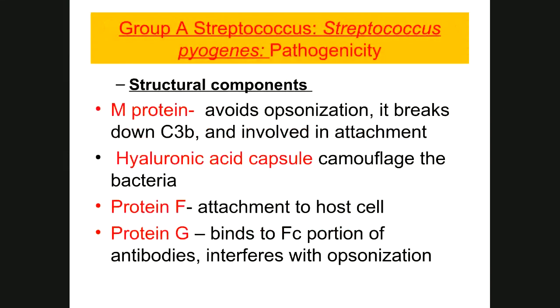Part of the virulence factors, and it has a lot of them: M protein, which we mentioned in chapter 16. It is a protein that helps the organism break down C3b. And if it breaks down C3b, now it can prevent opsonization by complement. So it prevents C3b opsonization. Okay, so with that, it prevents phagocytosis.